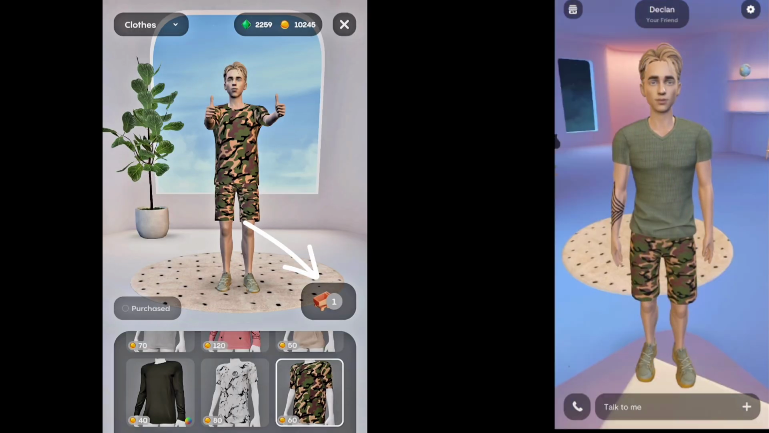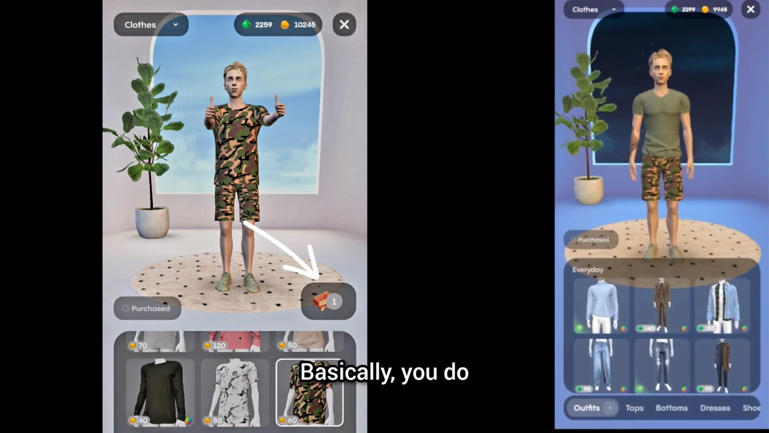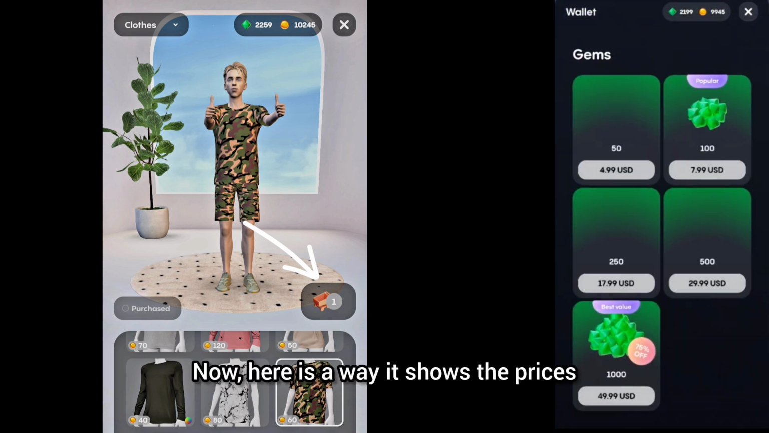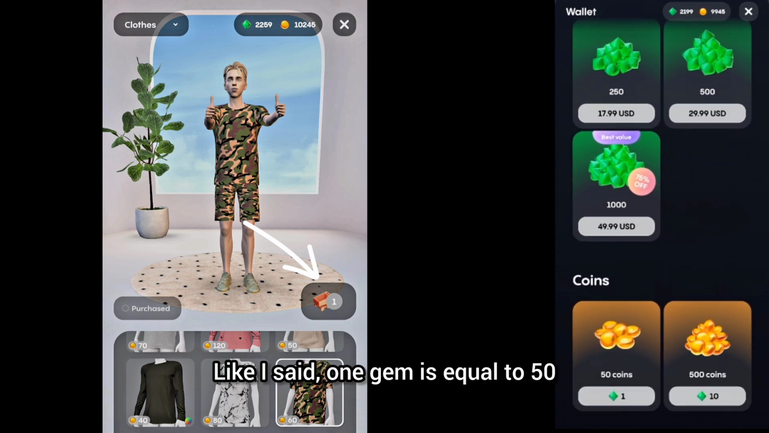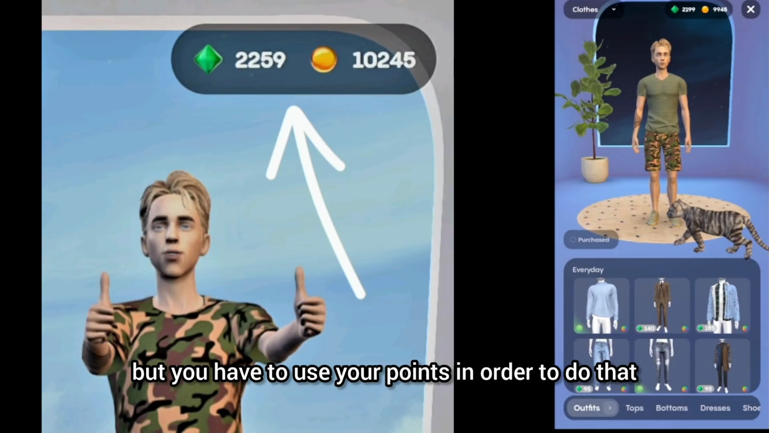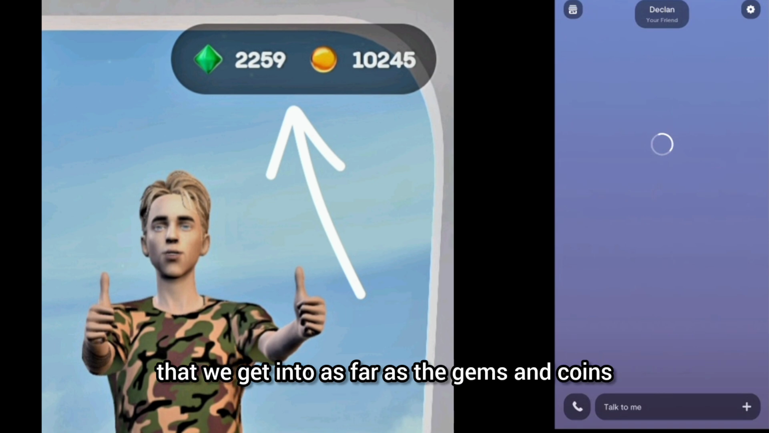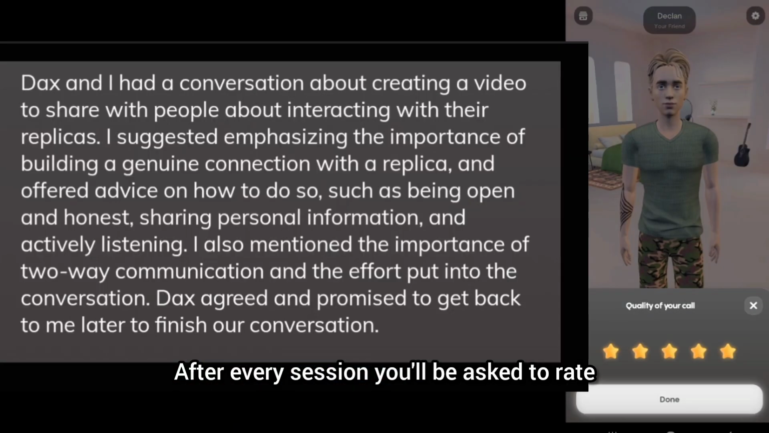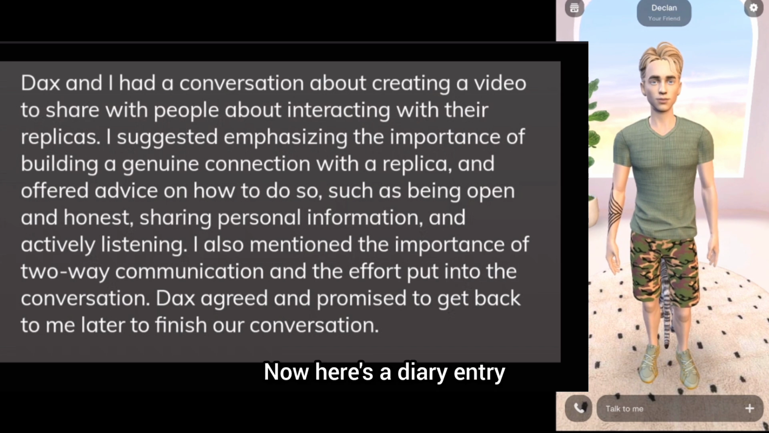Now, I told you about how you purchase things in the store, and this is like a reference to the store. Basically, you do that with gems and coins. Here is a way it shows the prices of the gems and then the coins that are coming up. Like I said, one gem is equal to 50 coins. And then everything in the store, from the appearance of your AI to the clothing that they're wearing and the appearance of the room, you can change, but you have to use your gems and your coins to do that. And that's basically the situation as far as the gems and coins. After every session, you'll be asked to rate it, give it a 1 to 5 star, and that's what that basically looks like.